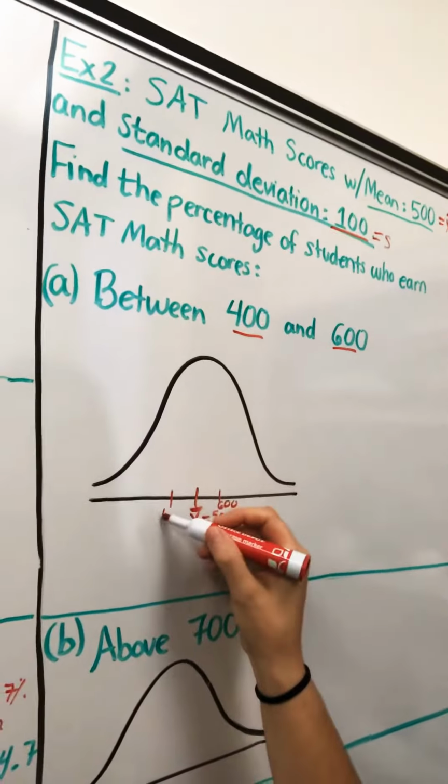So that would be the likelihood that we would have of having an SAT math score between 400 and 600. Let's look at our next one. It says, what's the probability or percentage of scoring an SAT score above 700 for X?